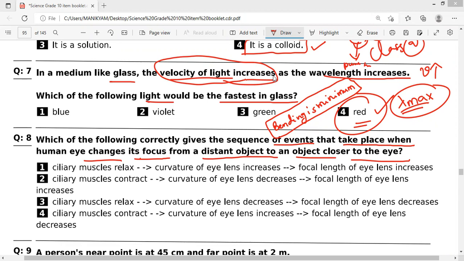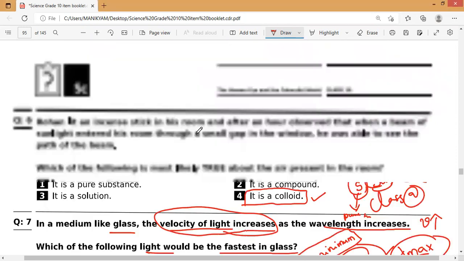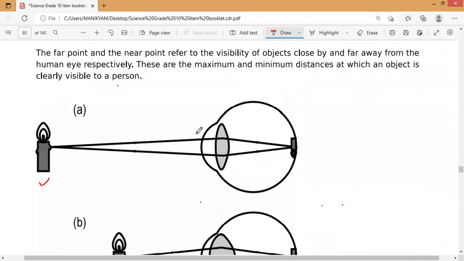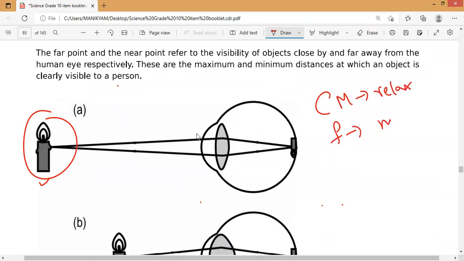Now, when we are coming to near objects, the ciliary muscles contract, the lens size increases, and the focal length decreases. Is it right or wrong, everybody? Yes, sir. Okay. So now once again I am showing you this picture. Observe, when we are seeing far objects, ciliary muscles relax, focal length is maximum, power is minimum. Okay, this is the thing.